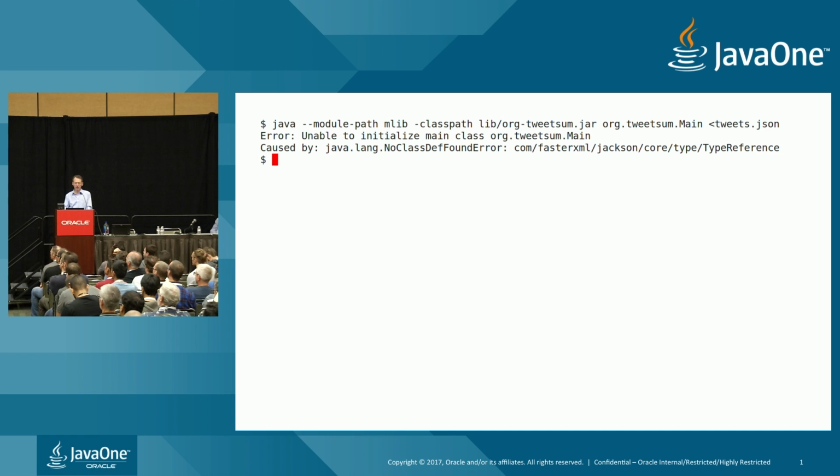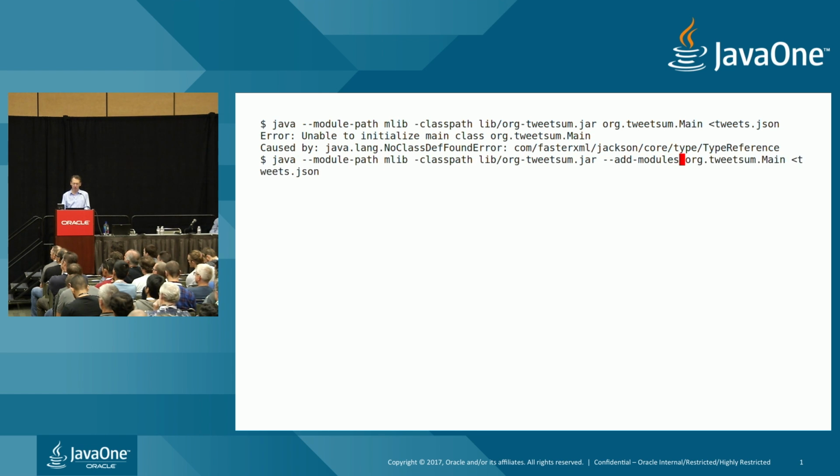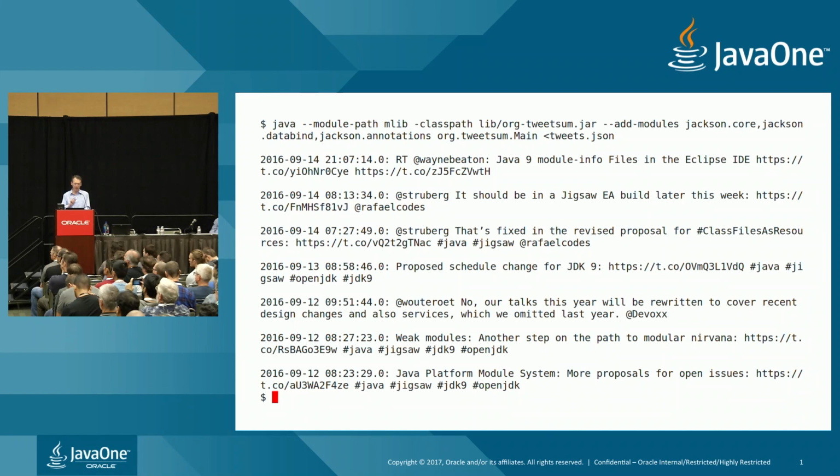Well, what went wrong was, when you run a class path application, which is what TweetSum is, the module system doesn't know what non-JDK modules it needs. So if it needs modules outside of the JDK, you need to add them manually. So what we'll do is we'll add Jackson core, Jackson databind, and Jackson annotations, and that works. So it's a little awkward, but at least this is possible.